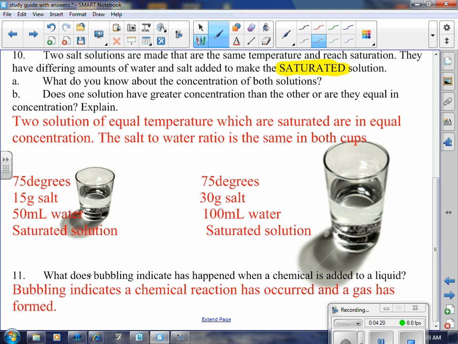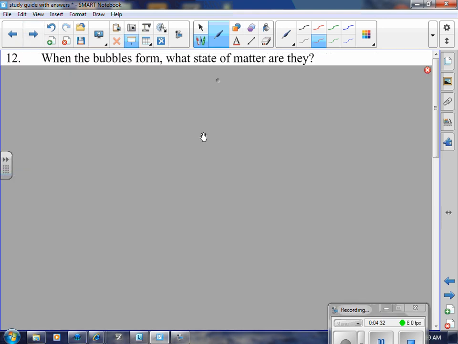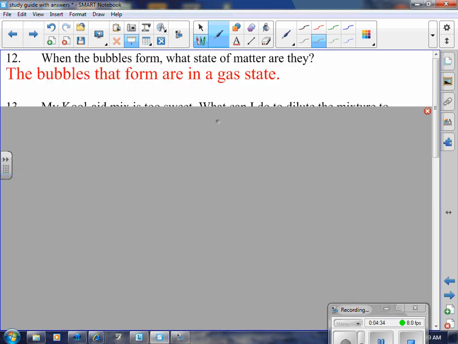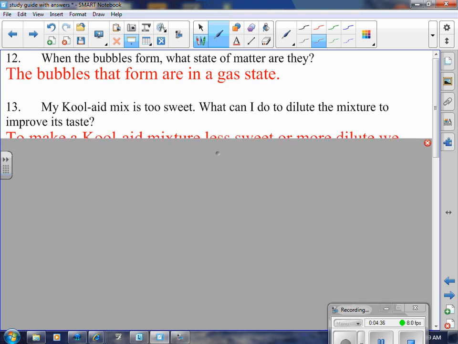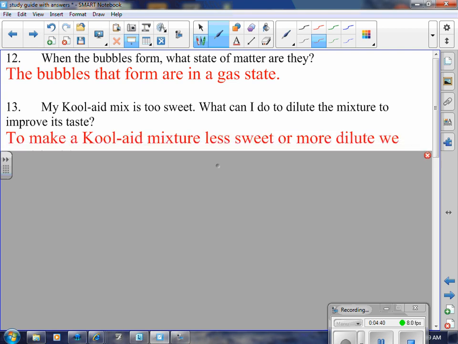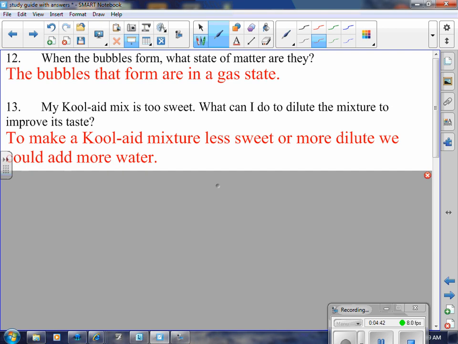Bubbling, remember we talked about how bubbling is not a very scientific term. Bubbling indicates that a chemical reaction has occurred and a gas is formed and is being released. So make sure you're talking about gases being released. The state of matter they are is a gas. Okay, if my Kool-Aid was too sweet, how could I dilute it to make the mixture better? Well, you would add more water if you were diluting it.